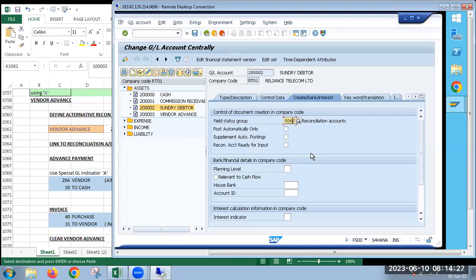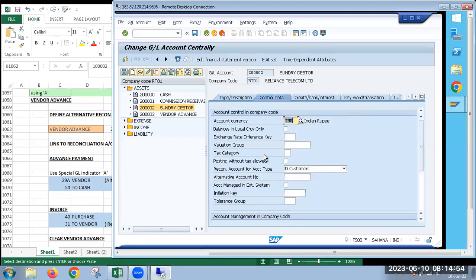Remember, field status variant, that group has nothing to do with any transaction copying. It simply specifies whether your cost center is required or optional, or your text is required or optional. So some kind of activations will be there. Clear, Harish? And actually, it is not the G067 that makes this Sundry credit debtor a reconciliation account.